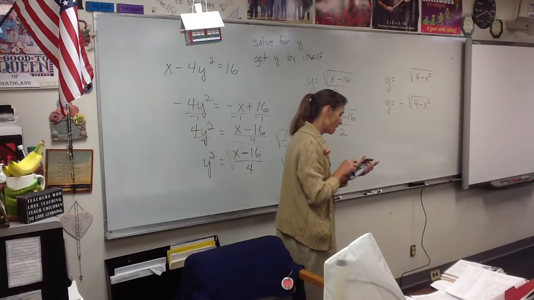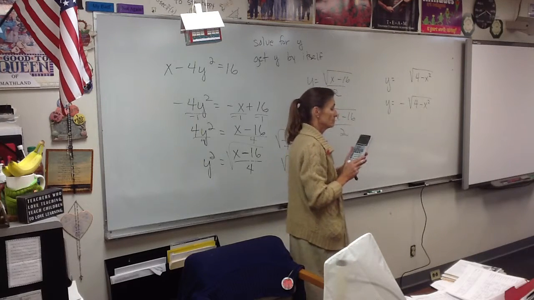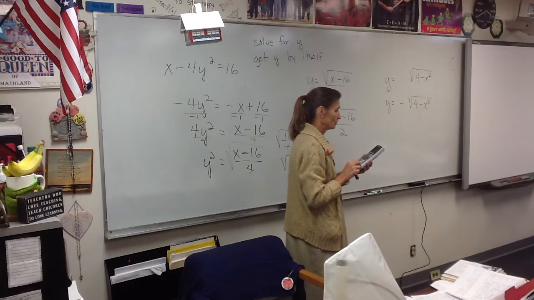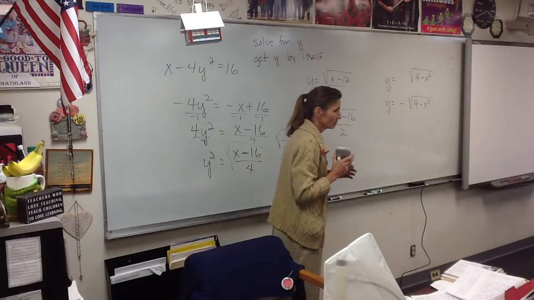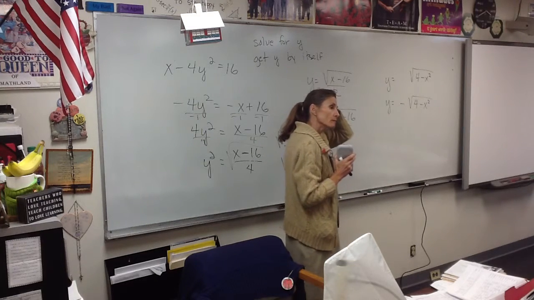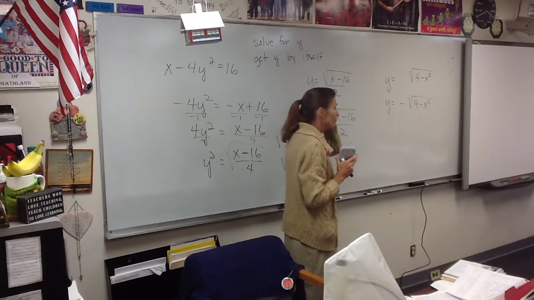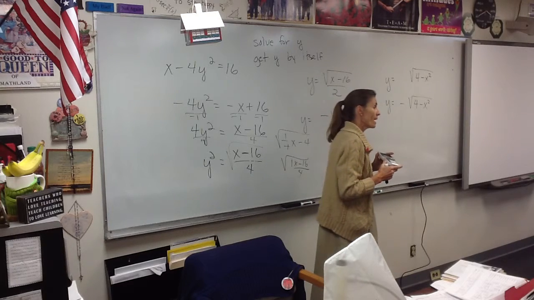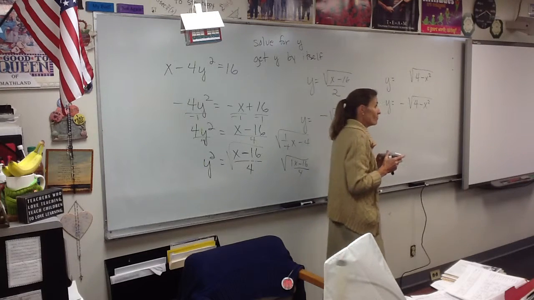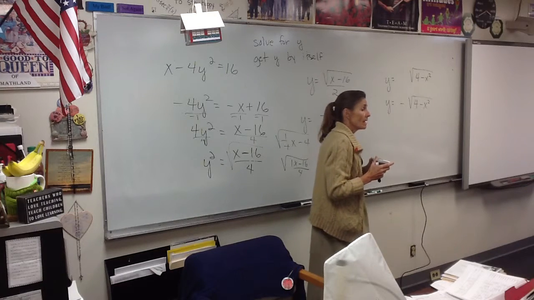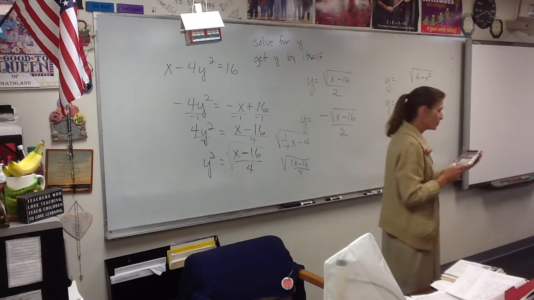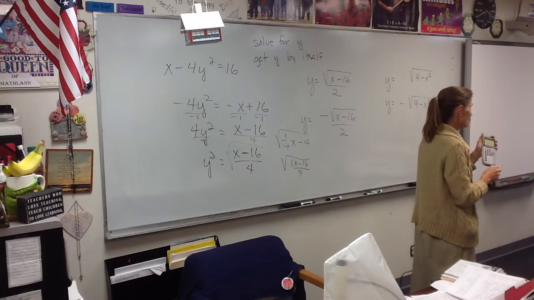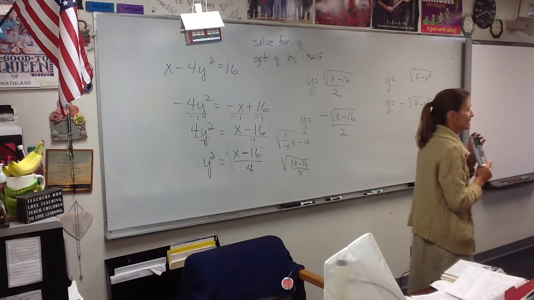Y1 and Y2, I think. Yeah, put them both in. Because I want you to get a more realistic view, go to Zoom and click down to Zoom Square, which is 5, and then press Enter.